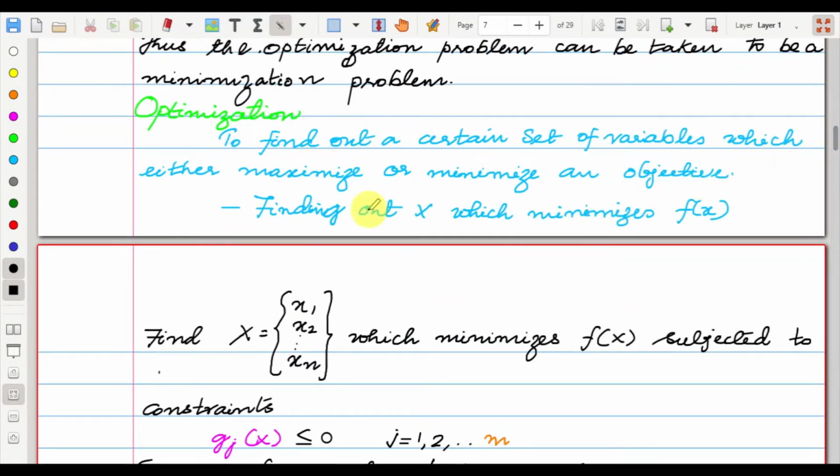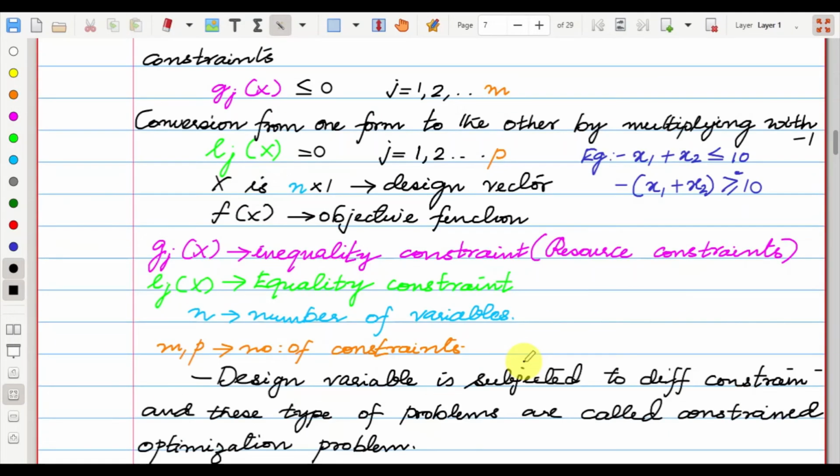So optimization means we need to find a certain set of variables which either maximize or minimize an objective function. That is, finding out x which minimizes f of x. That is, find x equal to x1, x2, etc. xn which minimizes f of x. F of x is the objective function subjected to the constraints g j of x less than or equal to 0, where j equal to 1, 2, etc. m. So we already told that conversion from one form to the other is by multiplying with minus 1. Here we are having the constraint x1 plus x2 less than or equal to 10. So multiplying with minus 1 means we will get minus of x1 plus x2 greater than or equal to minus 10.